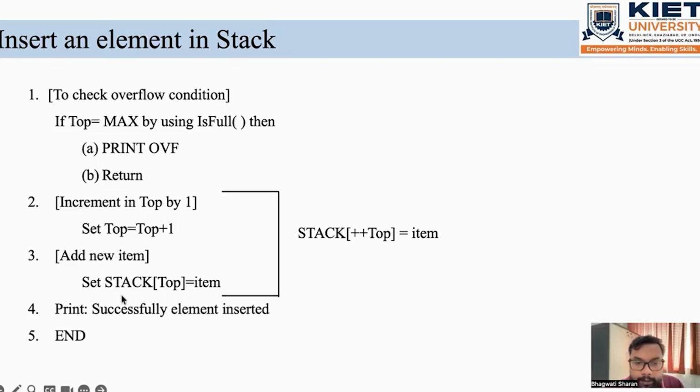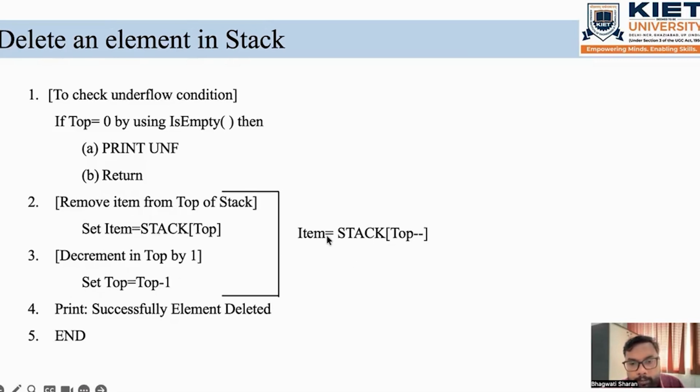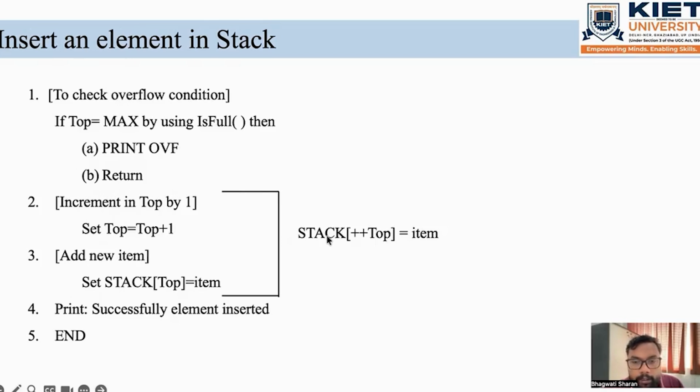We will set the stack top, meaning the top element of the stack is equal to the item. We give the item to the top of the stack, and we have already created the new top that is increased by 1. We can also combine steps 2 and 3 and directly write stack[++top] = I. So it handles both the increment operation and the insertion operation. Then it prints the successful insertion and the completion of the top.